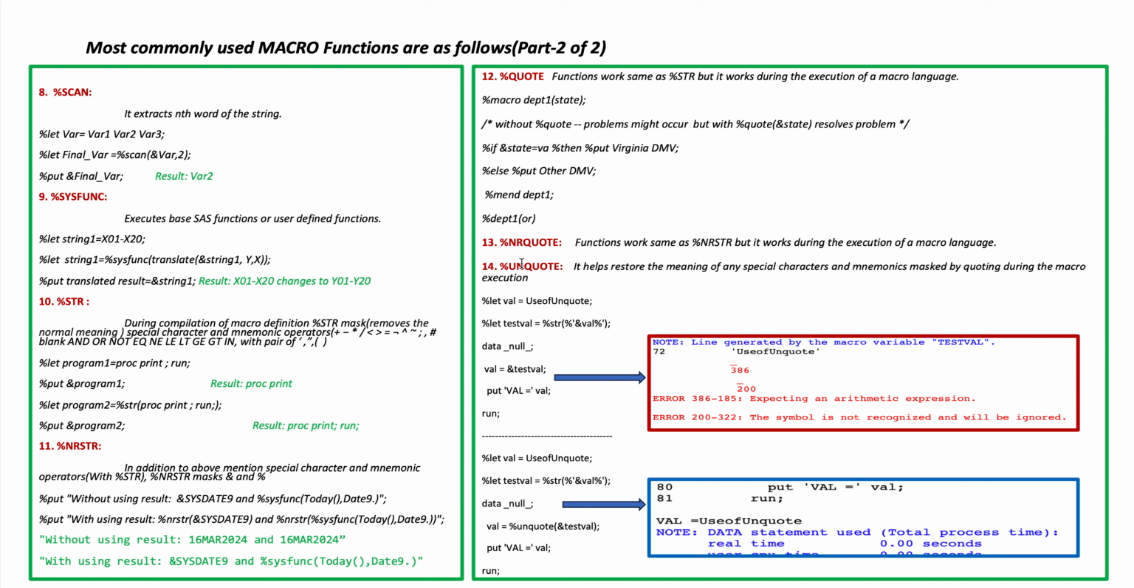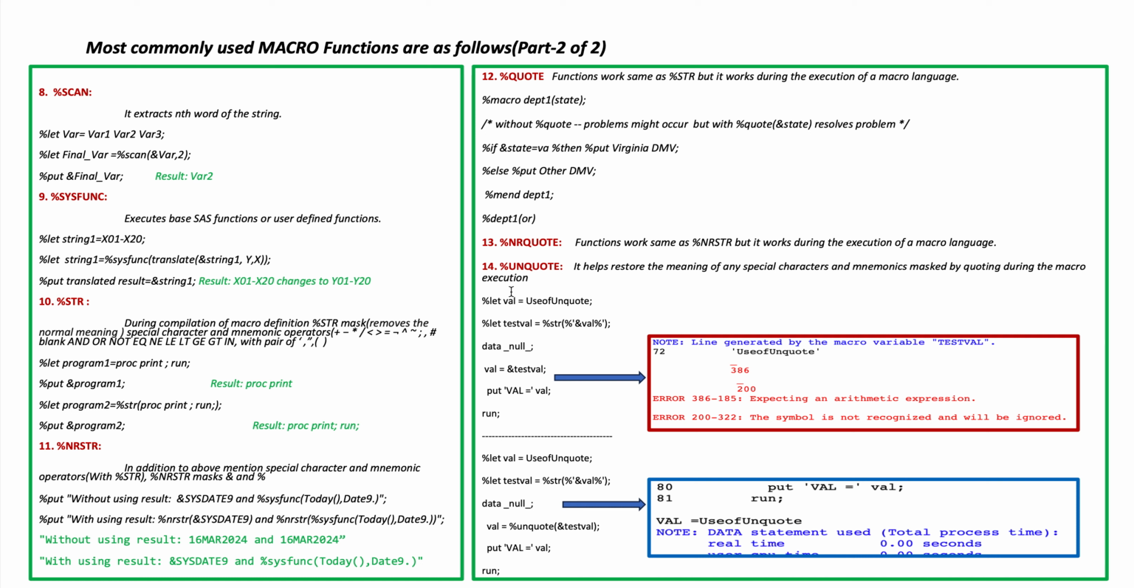Number 13, %NRQUOTE. This function works the same as %NRSTR, but it works during the execution of the macro language. Last one is %UNQUOTE. It helps restore the meaning of any special characters and mnemonics masked by the quoting during the macro execution. We have an example here.